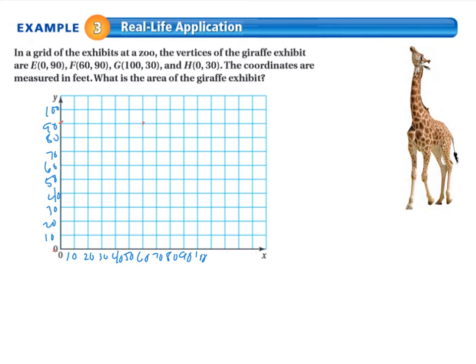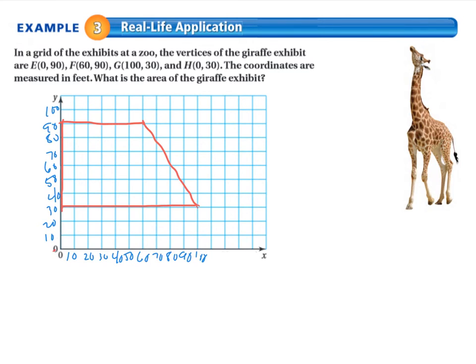G is across 100, up 30. So I'm going to go across 100, up 30. Here we are. H is across 0, up 30. Right here. Okay, let's draw this shape. Let's fill in the lines. Okay, this looks like it is a trapezoid. So I need the formula for the trapezoid.